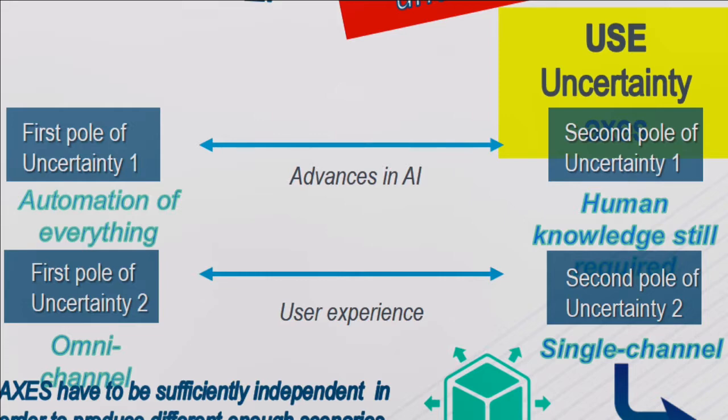So that's a combination of the pairs of uncertainty from each of the 2 axes.